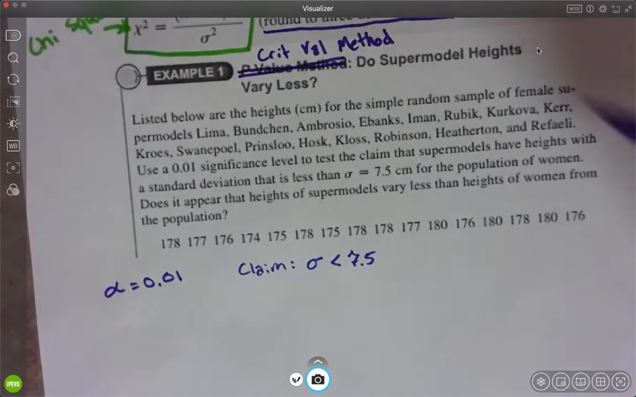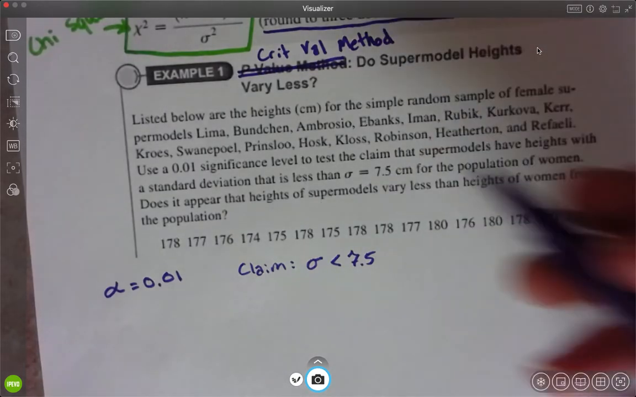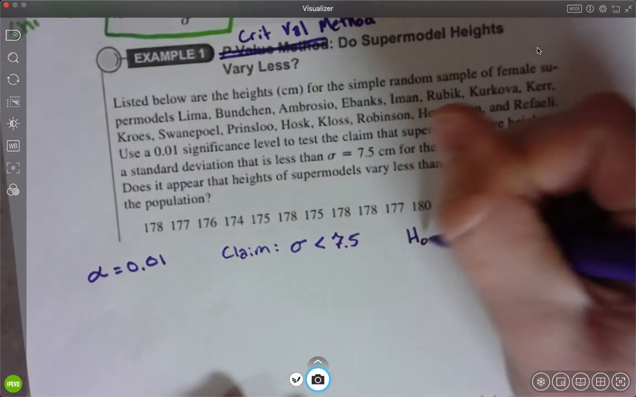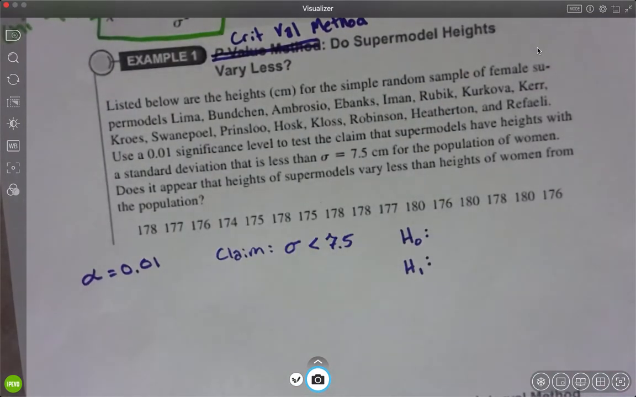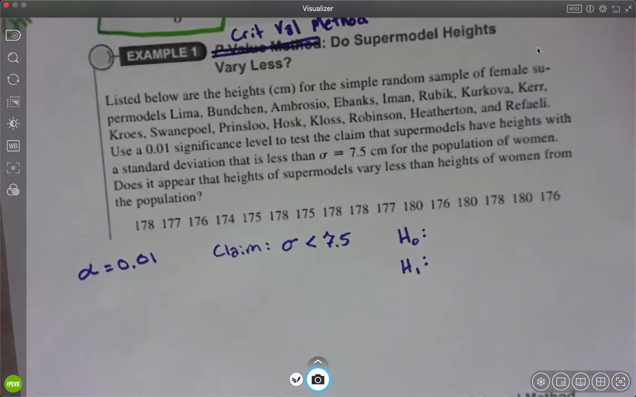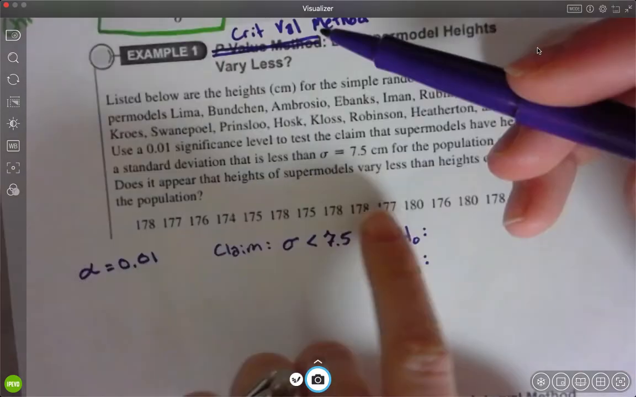Sigma is less. So basically what they're doing here is they don't like a lot of variation in their supermodels. They like them only to be one height, one body type, tall, skinny, that's it. So they're basically saying that they don't vary very much in height. Does it appear that heights of supermodels vary less than the heights of women from the population?